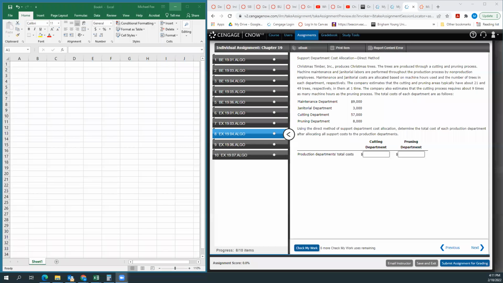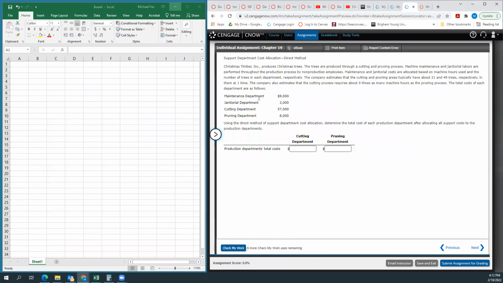Hey everybody, this is question number 8 from the individual assignment for chapter 19. This one uses the direct method to allocate support department costs. So let's just jump into it. I'm actually going to minimize that to get it out of the way.